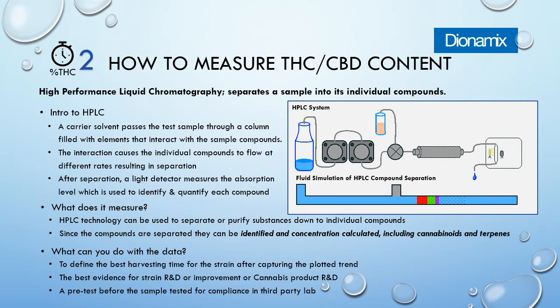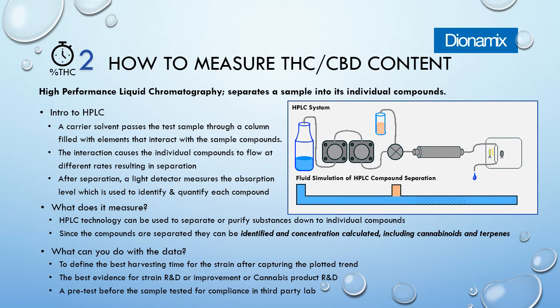The column is packed with very fine particles, typically micrometer-sized silica that once packed form very small pores that the solvent and sample flow through. As the solvent and sample flows through the column, the unknown sample compounds interact with the stationary phase, causing the compounds to pass through the column at different times due to the different sizes and molecular structure of the individual compounds. The lighter, smaller compounds come out first, while the larger and heavier compounds come out last.